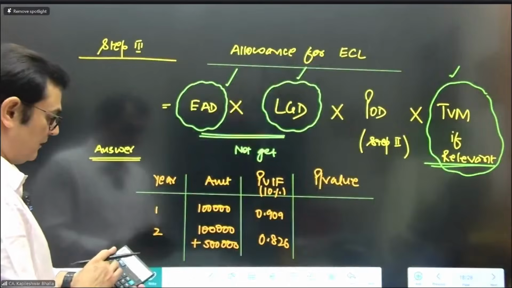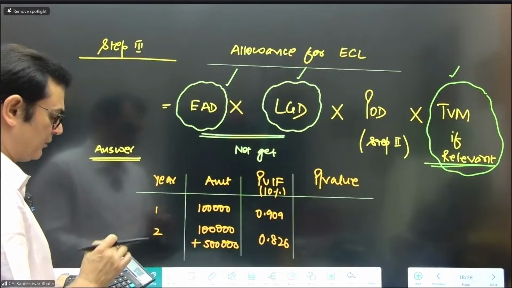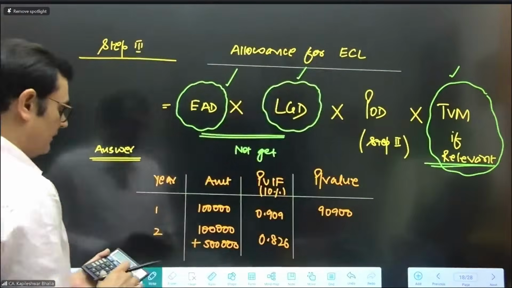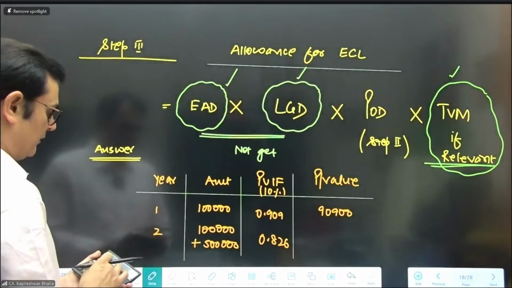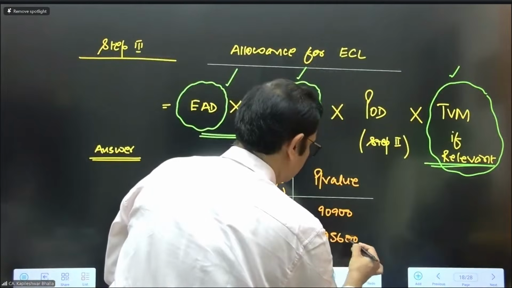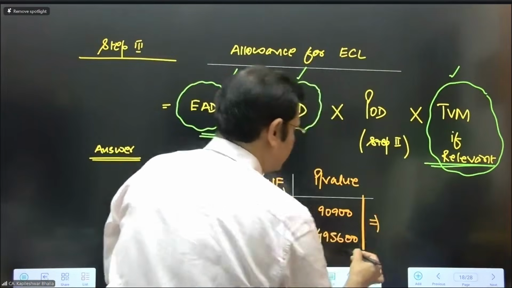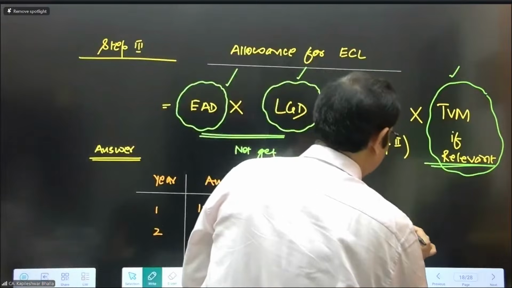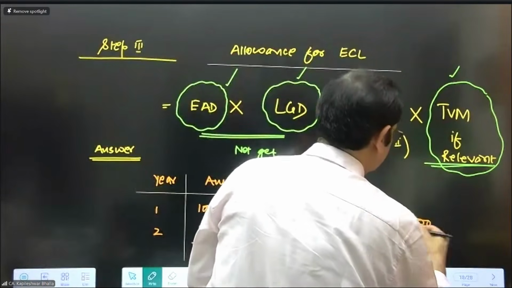So this is going to be 1 lakh into 0.909. That's 90,900. And this is going to be 6 lakhs into 0.826, 495,600. So if you take the sum total of this, that comes to 586,500. This is the total.